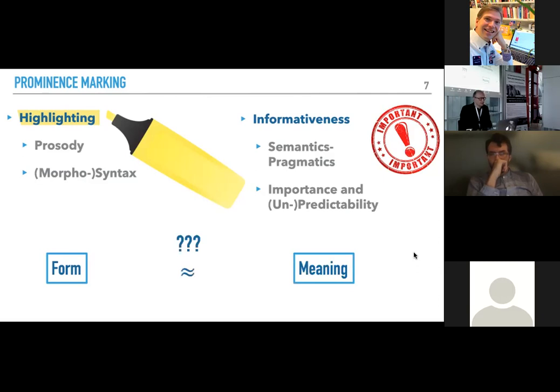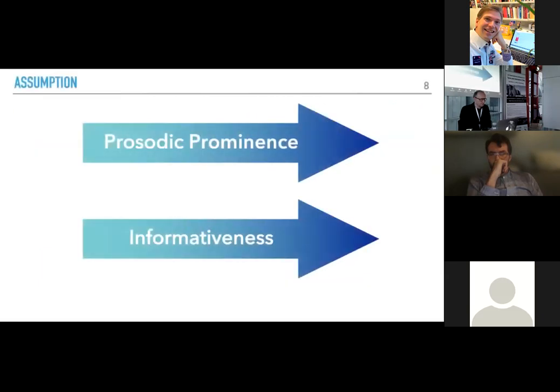So what's the relation between prosodic highlighting and informativeness? That's our question. And although both levels should have an independent impact on prominence production and perception, the plausible assumption would be that there is a direct correspondence between the two. That is, the more informative an item is, the more prominent it is made prosodically. And I will not say much about the syntactic means today.